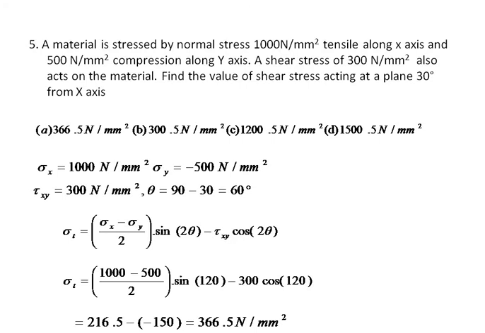Again, the ways in which this problem can be asked: here we have different unknown variables, that is sigma t, sigma x, sigma y, theta and tau xy. Any one of them can be given as the unknown. In this problem you are asked to find sigma t. In the same problem I can ask you to find sigma x by giving all the other values except sigma x. The formula is the same, you have to find the unknown, that's it. Let's move on.